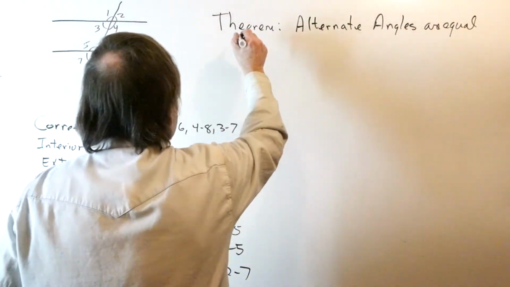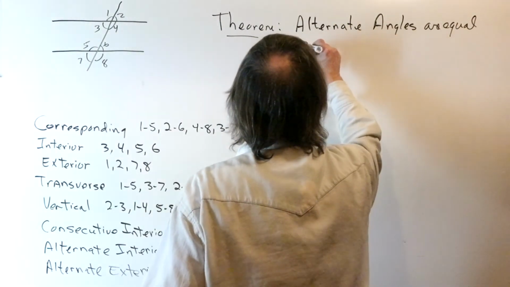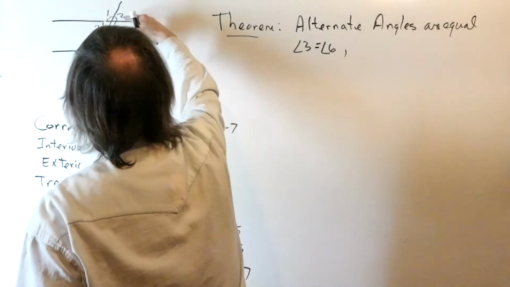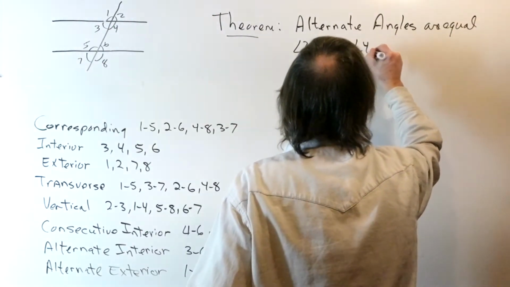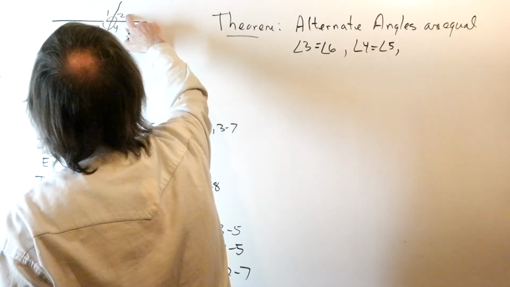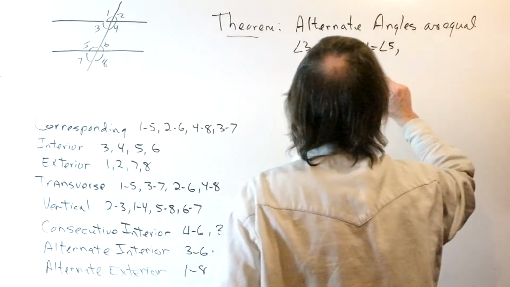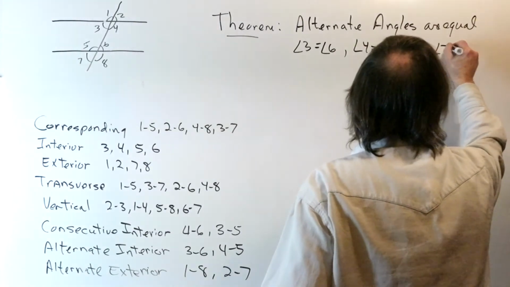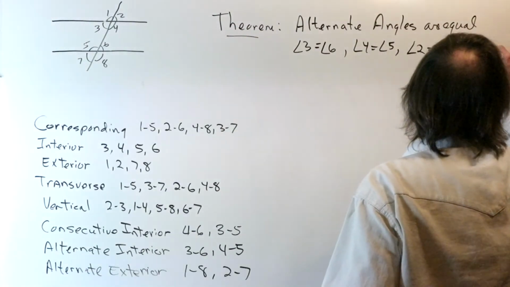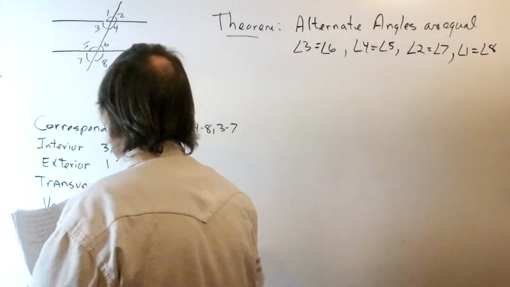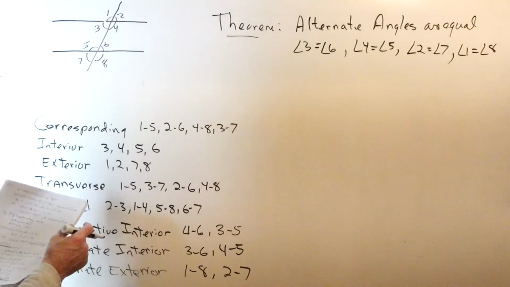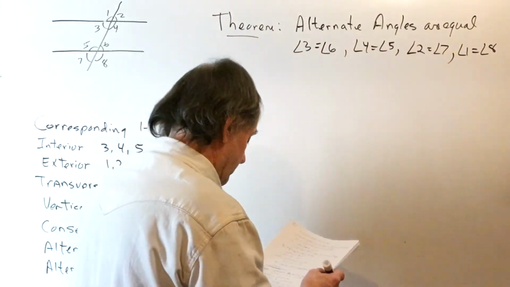So what we're contending here is that angle 3 is equal in measure to angle 6. Angle 4 is equal in measure to angle 5. Angle 2 is equal in measure to angle 7. And angle 1 is equal in measure to angle 8. These are our alternate angles. Both interior and exterior alternate angles are equal in measure. That's what we want to prove.